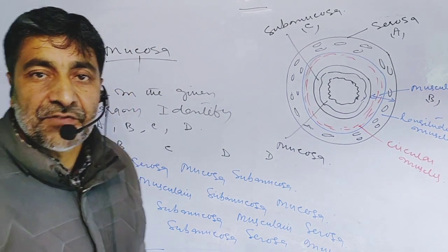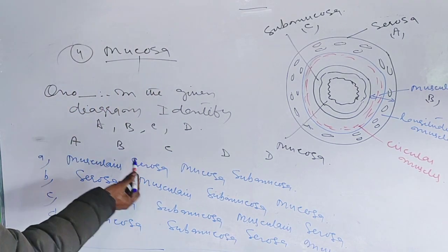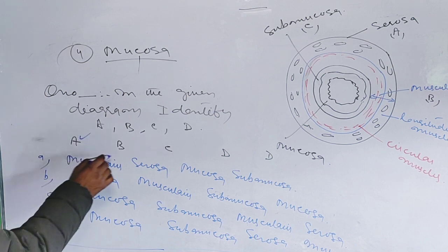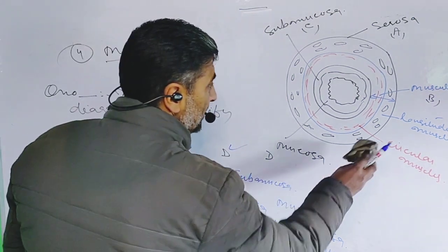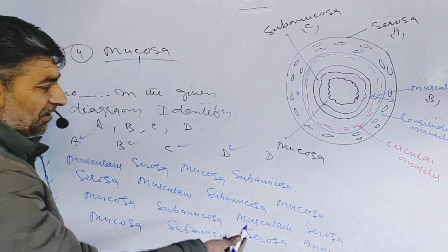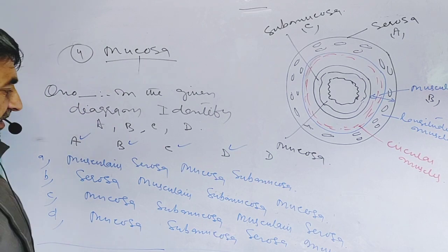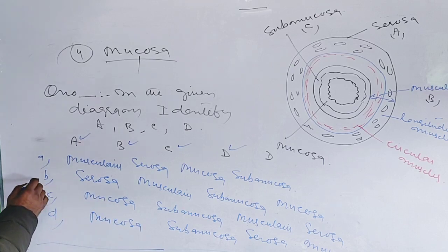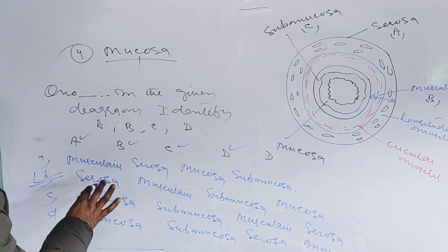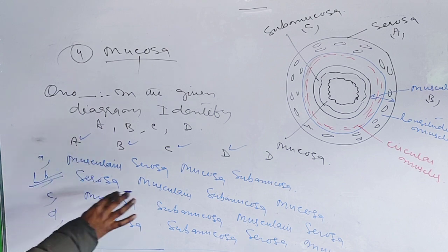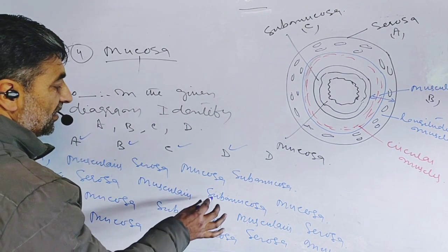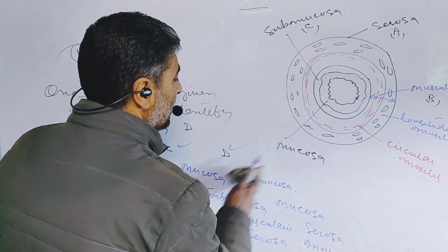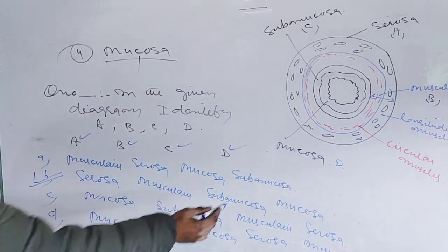This is the question which was asked in the NEET exam. You had to identify the correct sequence, what A, B, C and D stand for as per the diagram. The correct response is B: serosa represents A, muscularis represents B, submucosa represents C, and mucosa represents D.